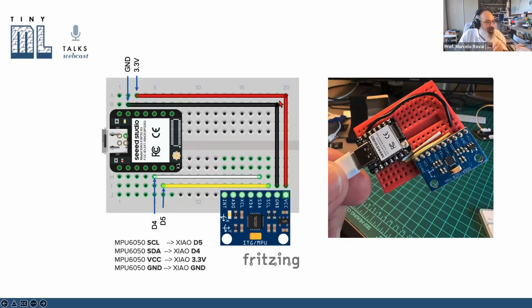The connection: look, you only need VCC and GND here, 3.3 volts and ground. The XIAO can deliver the power for that. And you have here the connection with the I2C bus, two lines. And that's it. There is a library and you will control it very easily.